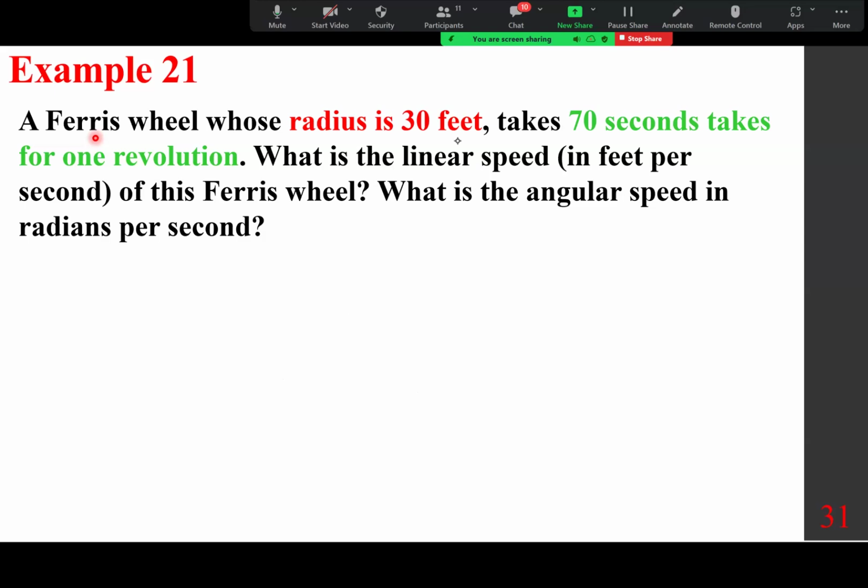A Ferris wheel whose radius is 30 feet takes 70 seconds for 1 revolution. What is the linear speed in feet per second of this Ferris wheel? What is the angular speed in radians per second? So what is given? When we read the question, we notice the radius r is 30 feet, and it takes 70 seconds for 1 revolution. That means omega is 1 revolution per 70 seconds. V is missing.